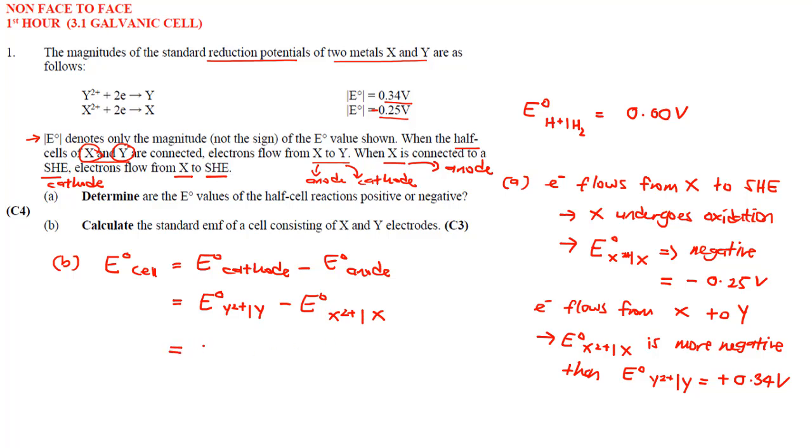So E0 value untuk Y adalah 0.34. Untuk X, dia jadi negatif, negatif 0.25 volt. So solving this should give you positive 0.59 volt.